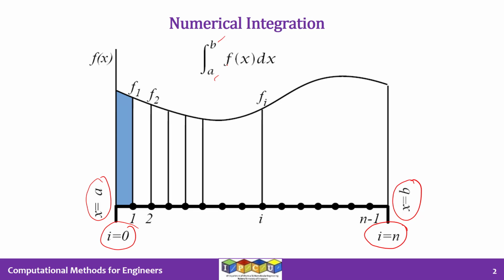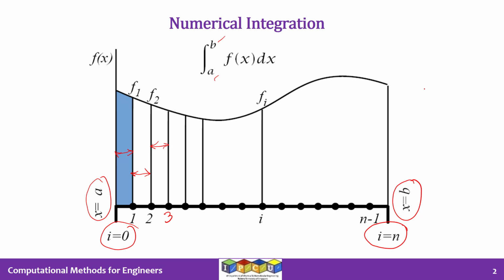If you have n plus 1 data points, you will have n intervals. For example, let's take n equal to 3. How many data points are there? 4: x0, x1, x2 and x3. So there are 4 data points. How many intervals are there? This is one interval from x0 to x1. This is another interval from x1 to x2. This is the third interval from x2 to x3. So there are 3 intervals.